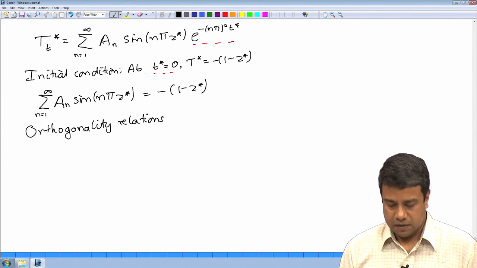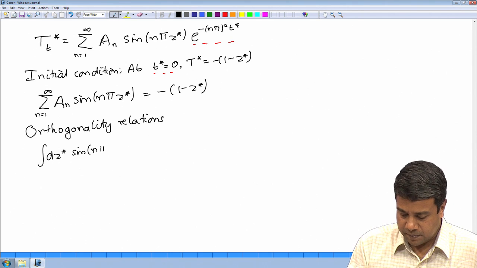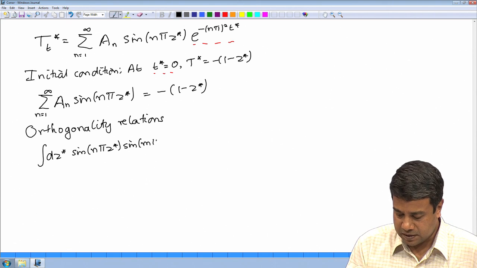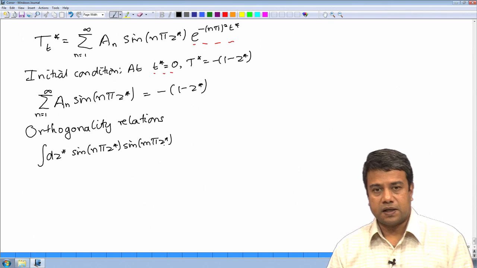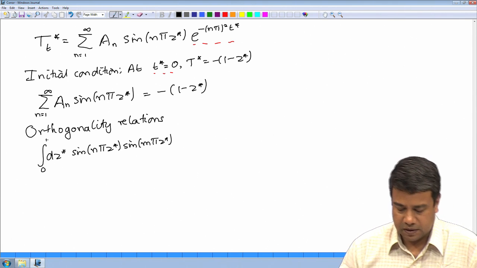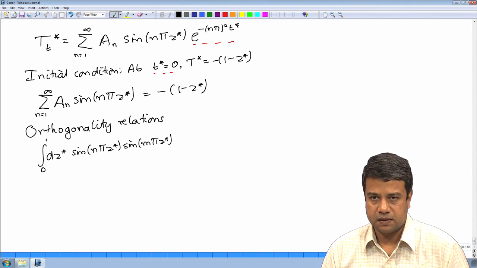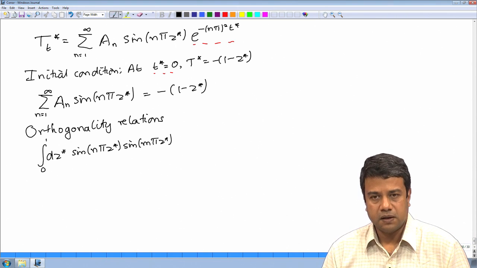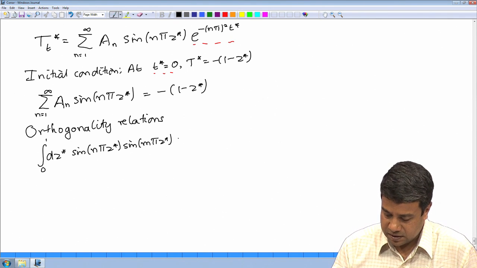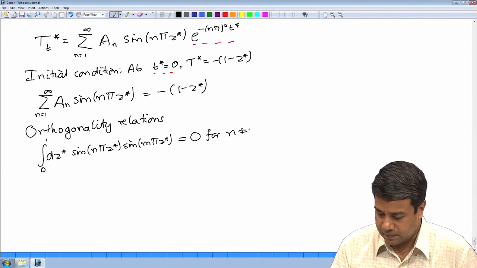If I take the integral of two such functions, sin n pi z star and sin of m pi z star, where n and m are two integers, and I take the integral from 0 to 1, you can easily verify that this will be equal to 0 for n not equal to m.